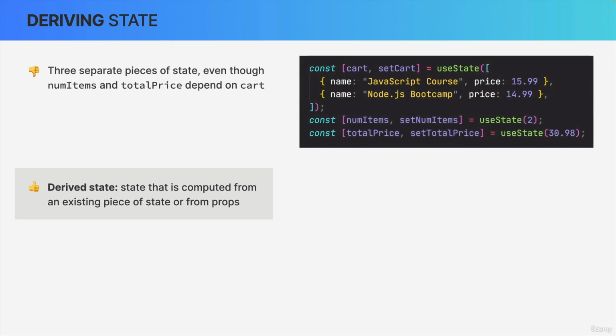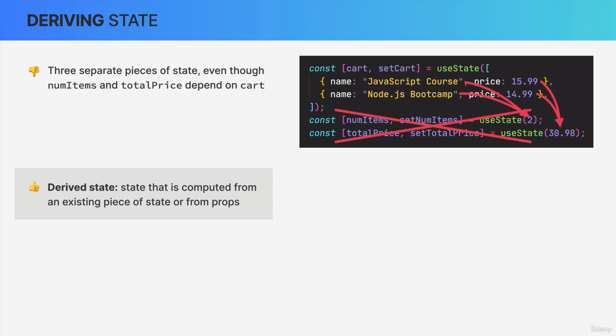So here we have 3 pieces of state, as we can see by the 3 useState function calls. However, if we analyze these states, it actually doesn't make much sense that all of them exist, because num items and total price depend entirely on the cart. So num items is simply the number of items in the cart, and total price is the sum of all the prices in the cart. And so all the data for these two pieces of state is actually already in the cart. So there's no need to create these additional state variables. And doing so is actually quite problematic.